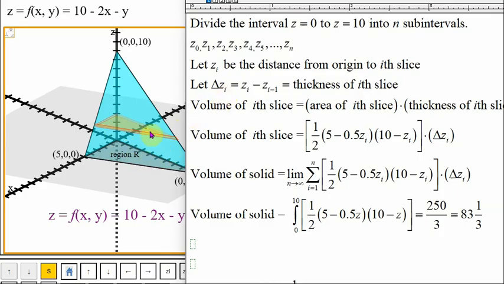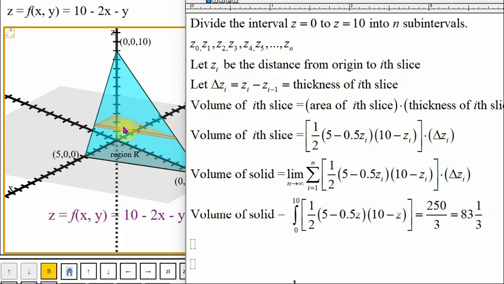And therefore the volume of this ith slice will be the area of this triangle times the thickness of this ith slice. A few moments ago we found that for a given distance from the origin to the slice, the area of the ith slice will be 1/2 times (5 minus 0.5 z sub i) times (10 minus z sub i). Once again, z sub i is the distance from the origin to the ith slice, and the thickness of the ith slice we'll call delta z sub i.